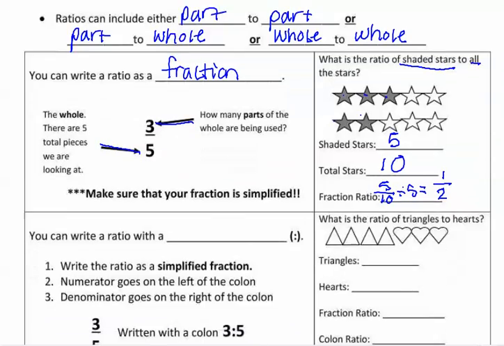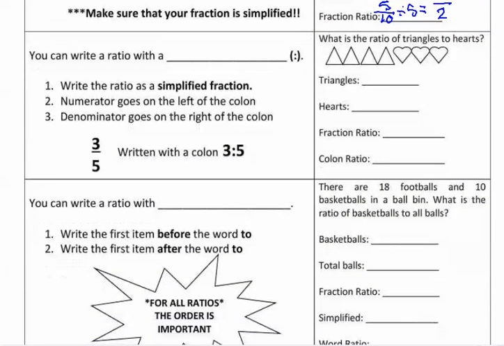You can also write a ratio in colon form, and a colon looks like that. So write the ratio as a simplified fraction is your step 1. Step 2, the numerator goes to the left of the colon. So you have your 3. 3 goes to the left. The denominator goes to the right of the colon.